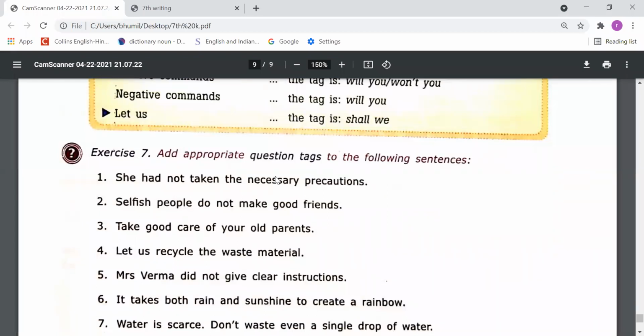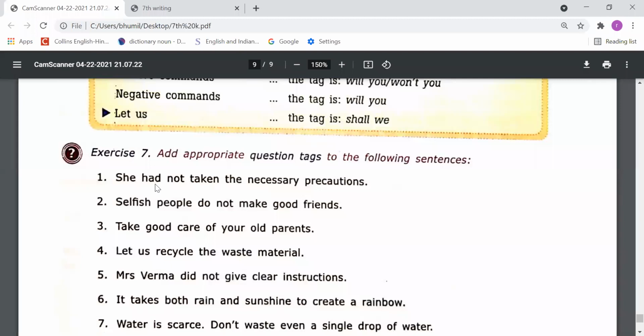Exercise number 7: add appropriate question tags to the following sentences. So let's do that. She had not taken the necessary precautions. The sentence is negative, so we need to remove this full stop and mention a comma here. Then we need to write had she, because the sentence is already in negative form. When the sentence is in negative form, we should mention the positive question tag.